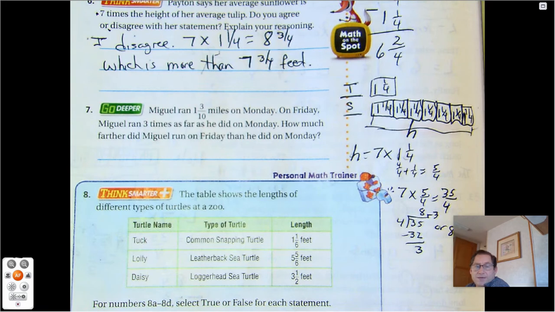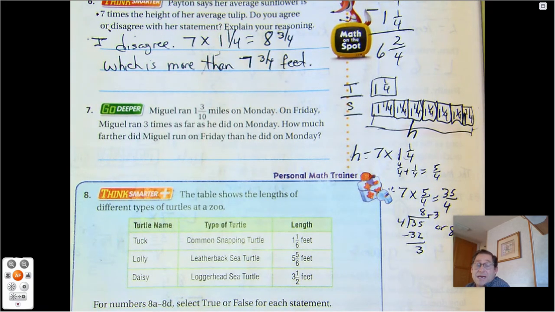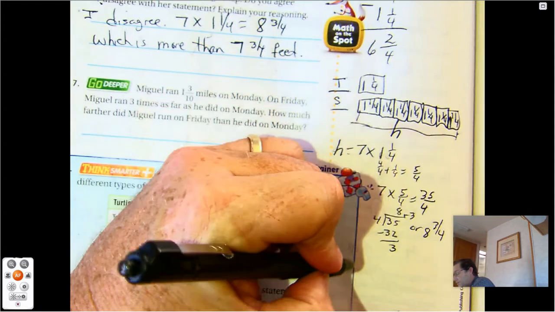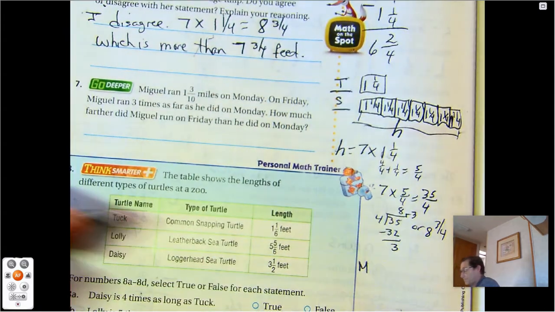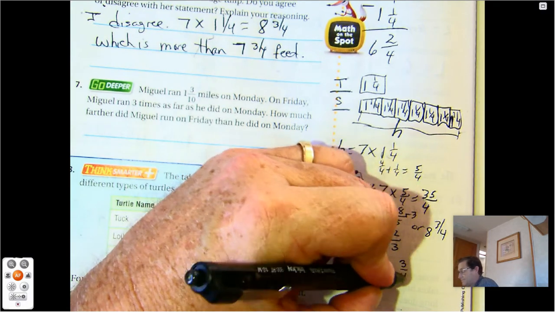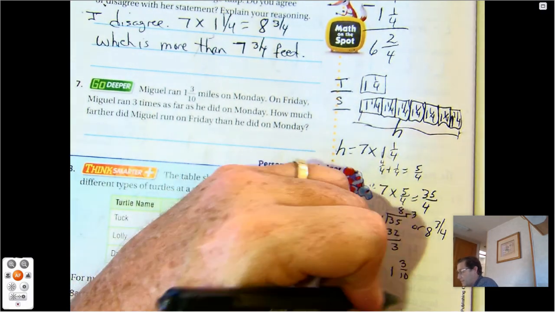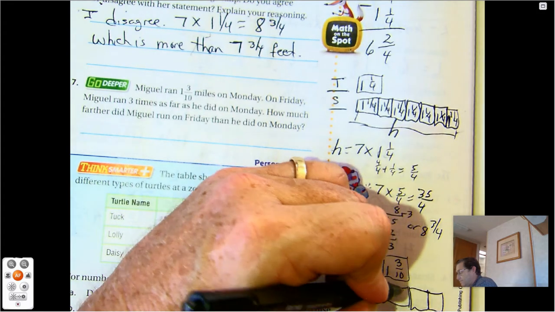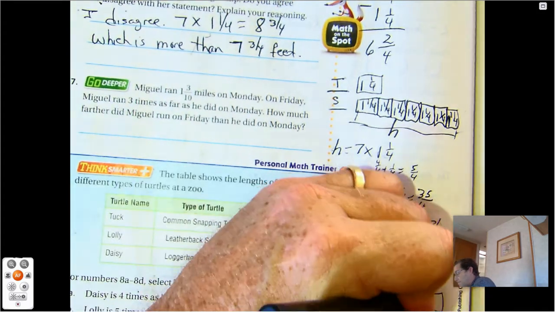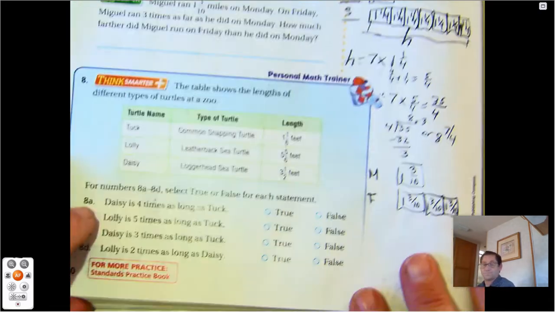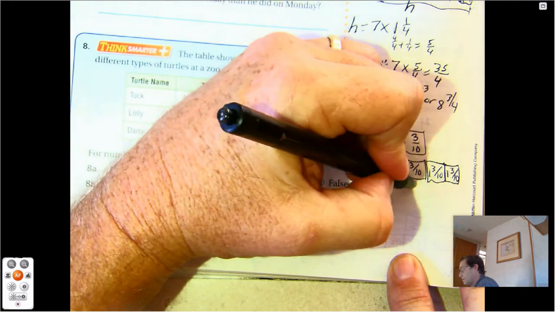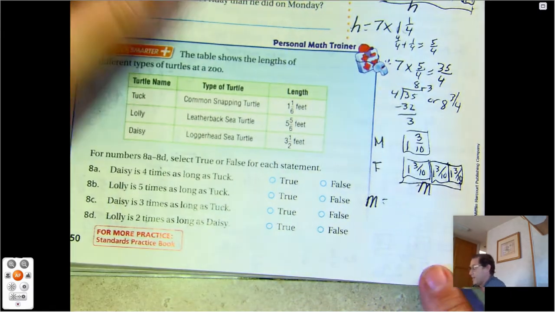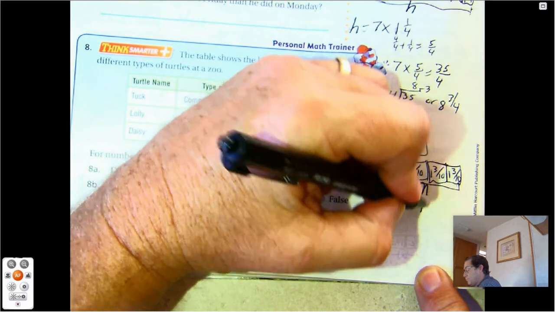Number 7, Miguel ran 1 3/10 miles on Monday. On Friday, he ran 3 times as far. How much farther did Miguel run on Friday than he did on Monday? Again, we can draw a diagram. Monday, 1 3/10. Friday, he did 3 times as much, so 1, 2, 3. We can just call that miles. How far did he run on Friday? Miles equals 3 times 1 3/10.